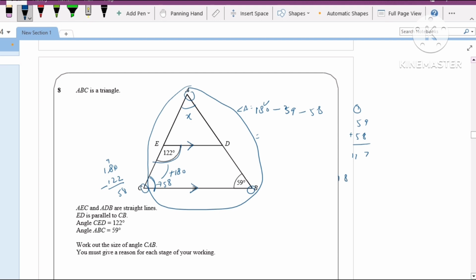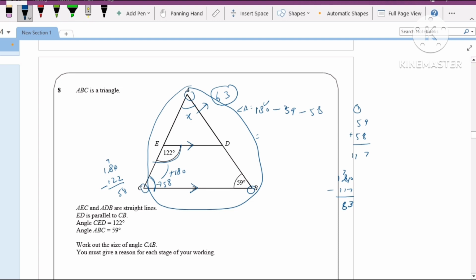180 take away 117: borrow 1 makes 10, 10 minus 7 is 3, here it is 7, 7 minus 1 is 6. So this is 63. So this angle is 63. You have to show all this type of working. So this is done. Give the reason for each stage of your working.